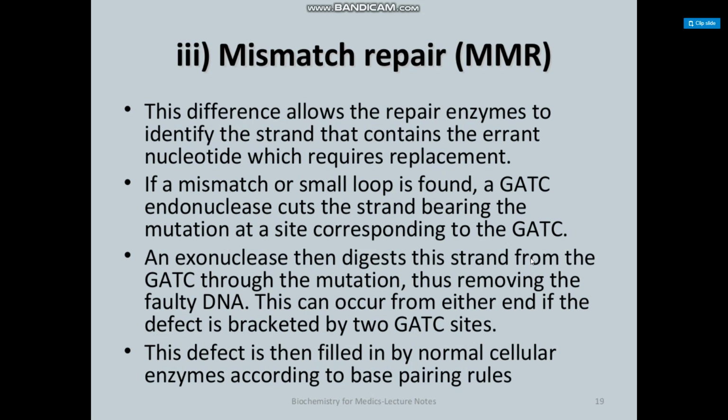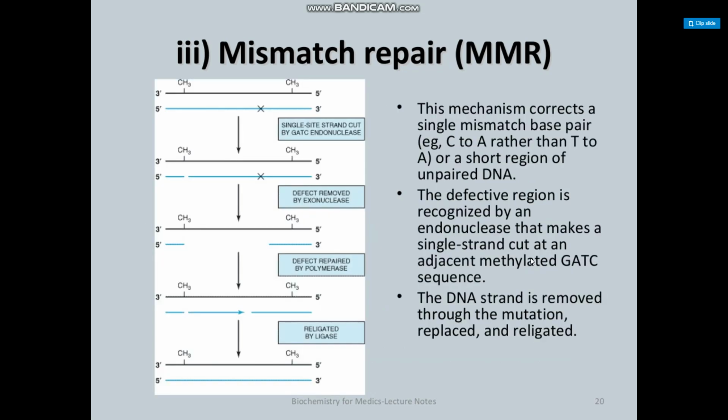In mismatch repair, the difference allows the repair enzyme to identify the strand that contains the errant nucleotide, which requires replacement. If a mismatch or small loop is found, the GATC endonuclease cuts the strand bearing the mutation at a site corresponding to the GATC. This defect is then filled in by normal cellular enzymes according to base pairing rules. Like the first, this mechanism corrects a single mismatched base pair, and after the defective region is recognized, the endonuclease makes a single strand cut. After that, the DNA strand is removed, the mutation replaced, and religated.